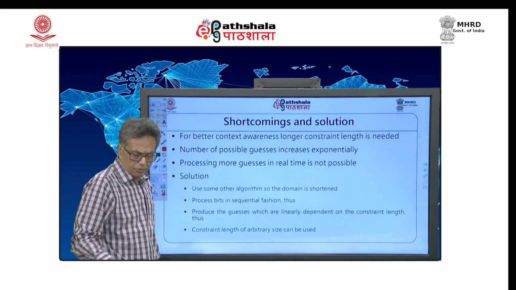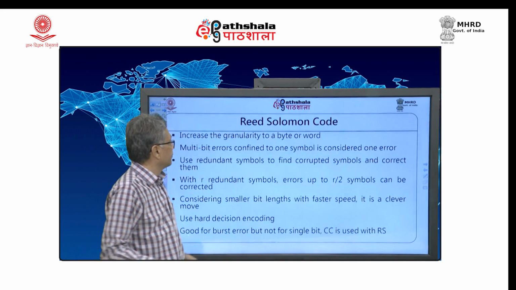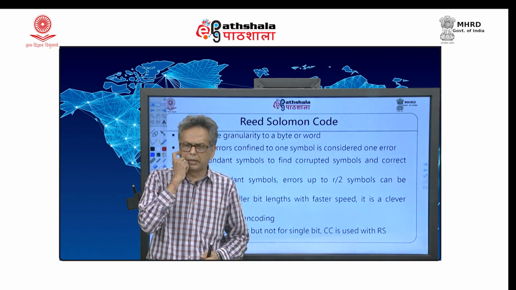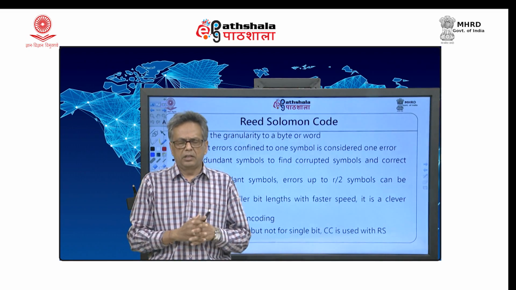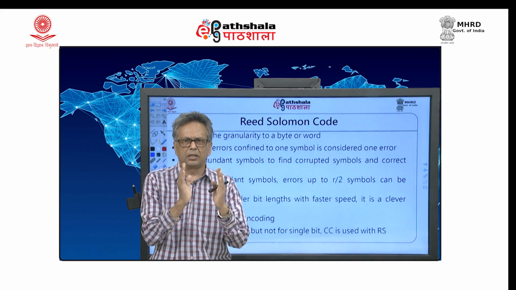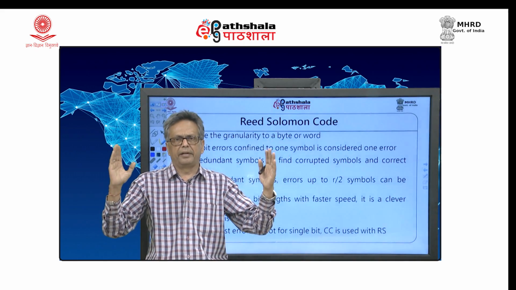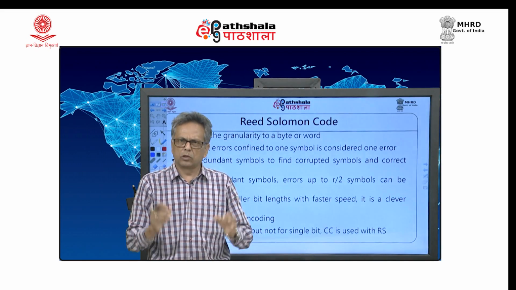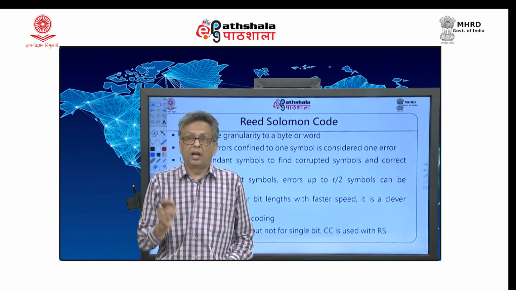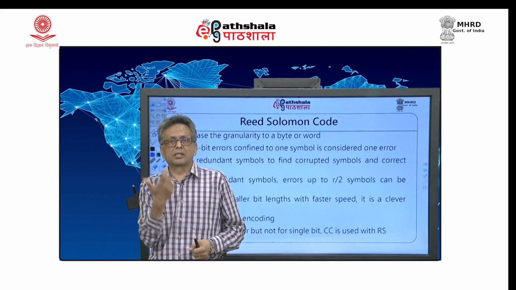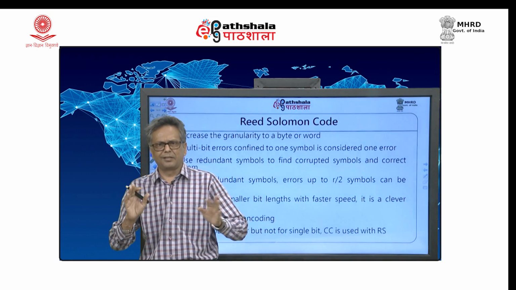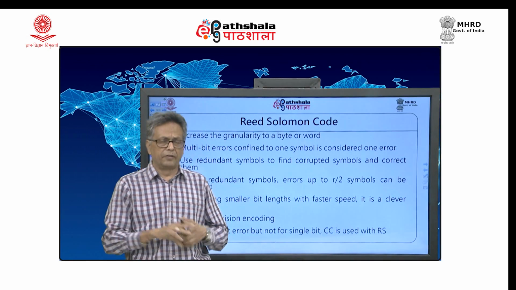Now, the solution is to use some other algorithm with this, and one of them is Reed-Solomon code. Now, the idea behind Reed-Solomon code is pretty simple. Instead of having a single bit, you have a single byte as an entity. So, anywhere there is an error, the entire byte is in error. So, it is a very simple mechanism, and that is good if you have burst errors confined to a byte. So, you still have one byte in error, and there is nothing difficult there.